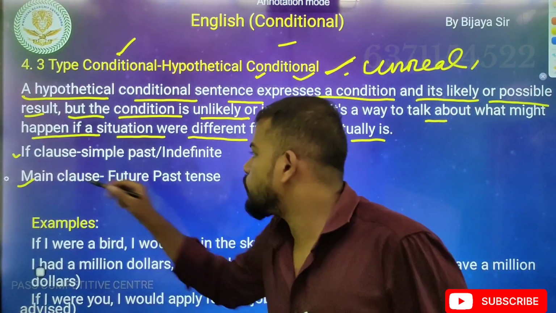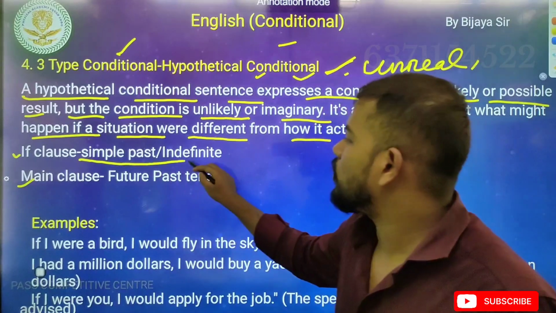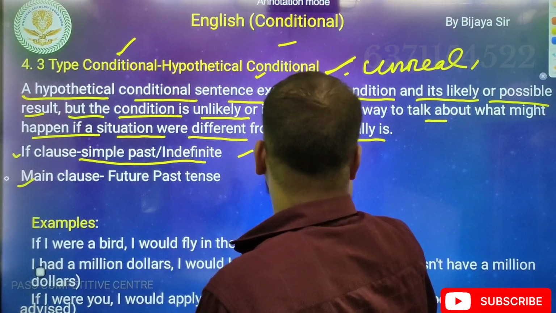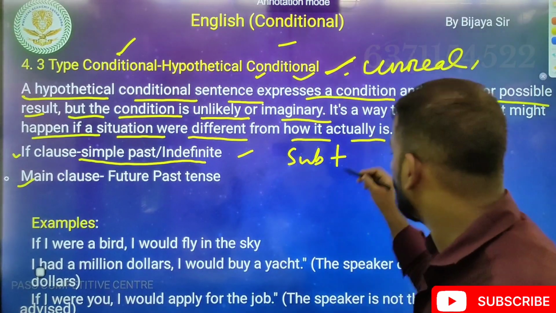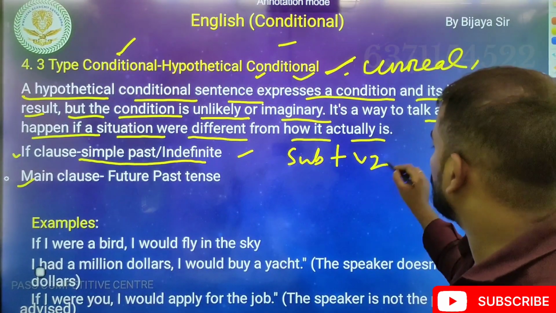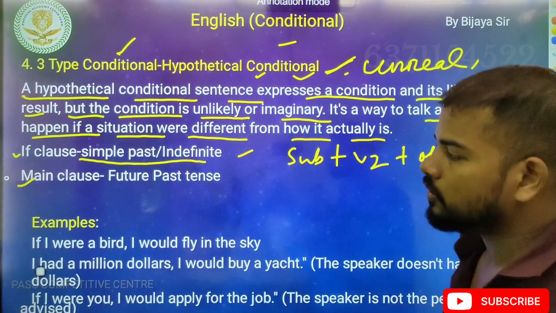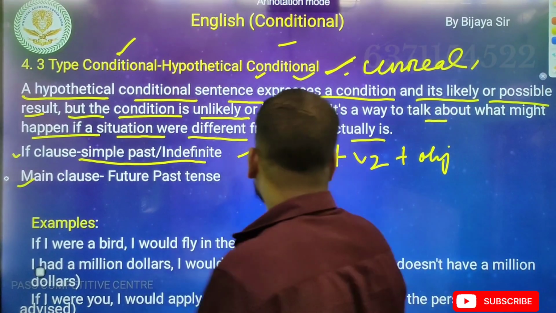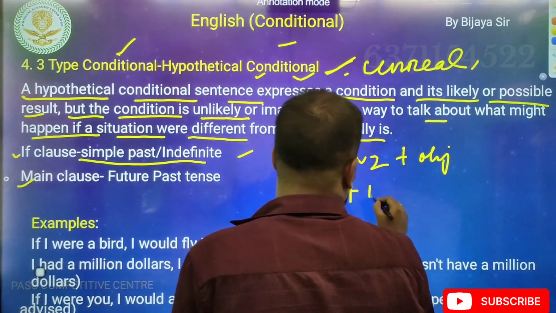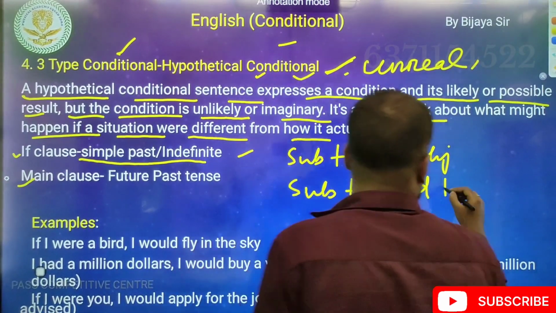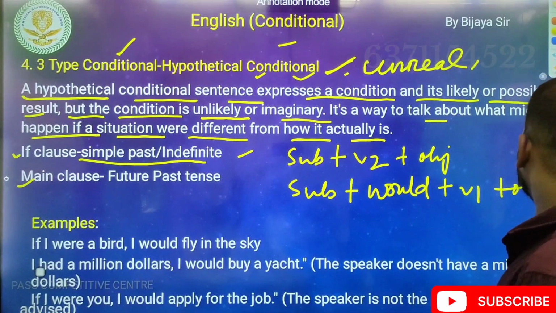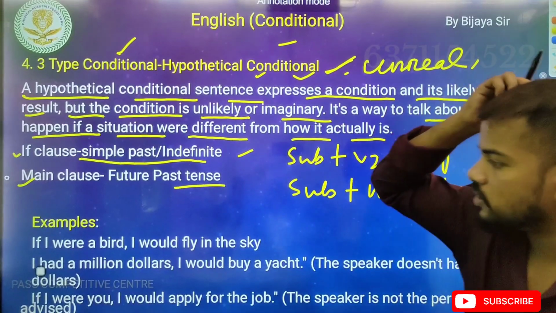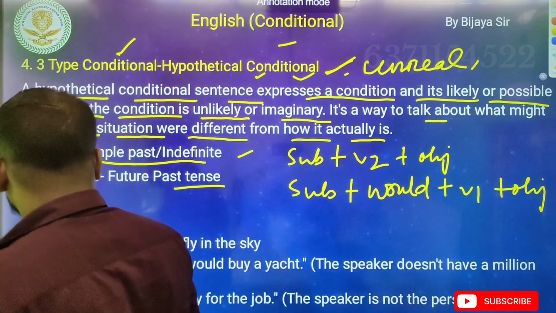Our first clause is the if clause, and the structure of the if clause is simple past or indefinite. Simple past means the structure will be subject plus V2 plus object, right? Then the main clause is future past tense. What is future past tense? It means subject plus would plus V1 plus object. This one is known as future past tense, dear students. So let's have some examples.